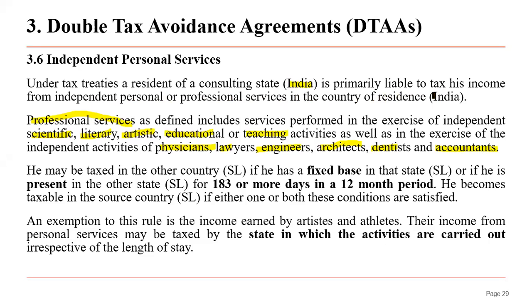Then it says that whatever income he is earning is liable to tax in India. Liable to tax in India, right? However, it says he may be taxed in Sri Lanka as well. An Indian person who is coming into Sri Lanka may be taxed in Sri Lanka if he has a fixed base. That's why I refer to the PE concept, the PE article, fixed base, service.